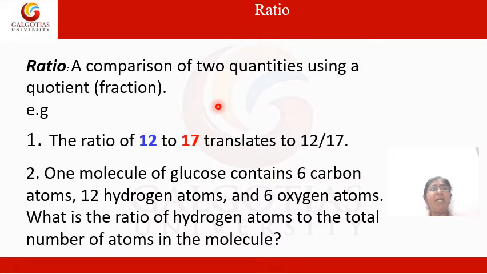Ratio. What do you mean by ratio? Ratio is a comparison of two quantities using a quotient or fraction. For example, the ratio of 12 to 17 translates to 12 by 17. Or, a molecule of glucose contains 6 carbon atoms, 12 hydrogen atoms and 6 oxygen atoms. Then what is the ratio of hydrogen atoms to the total number of atoms in the molecule?